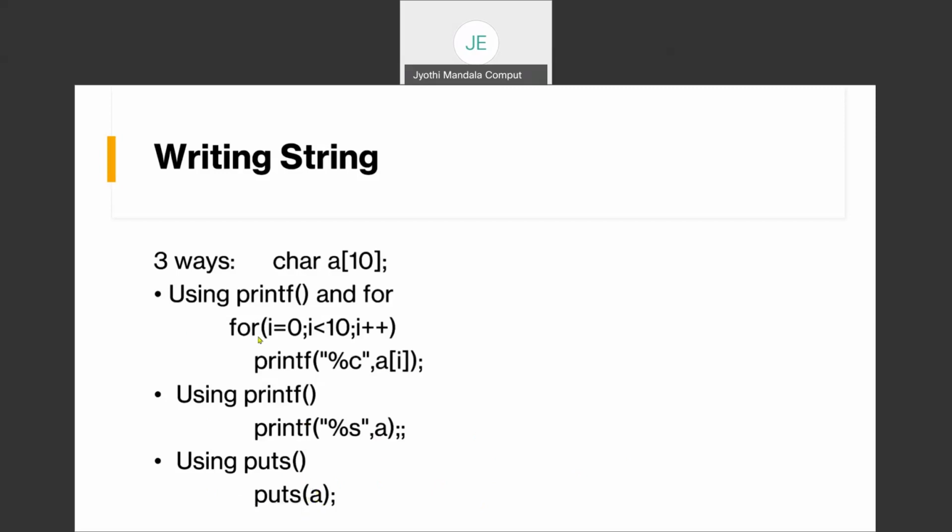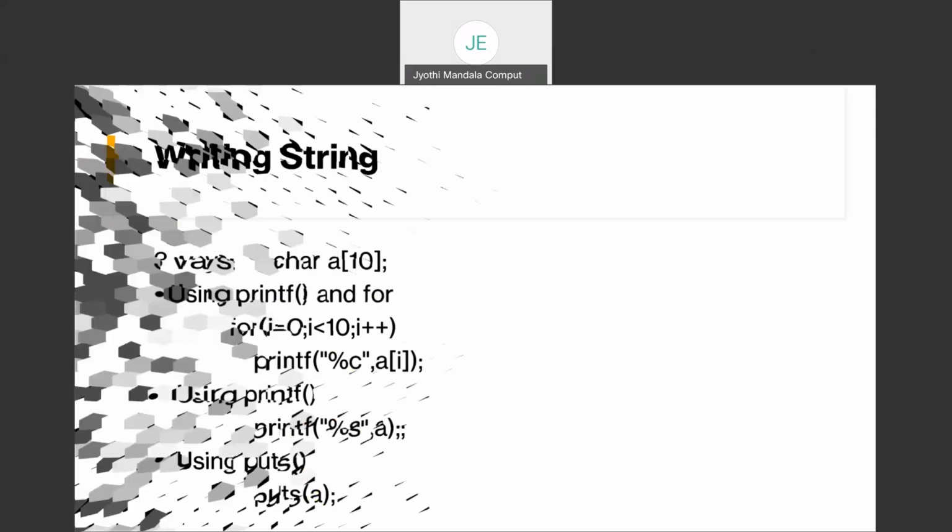One way is a combination of printf and a for loop, where you need to use %c. The other way is printf, where you need to use %s, and the third way is using puts. Okay, so these are the three ways for writing the string.